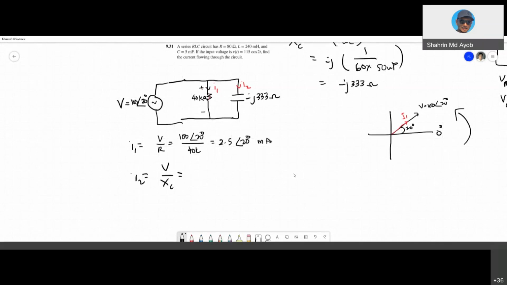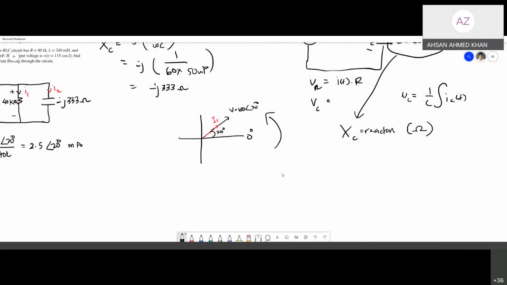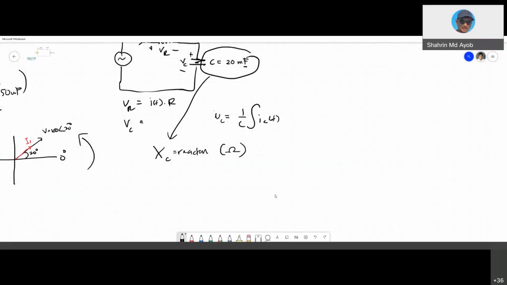Doctor, can we just use C times dV by dt? Yes, IC is equal to C dV by dt. But still, you need to have the differentiation. You need to differentiate the voltage across the capacitor. And right now, the voltage across the capacitor is unknown.